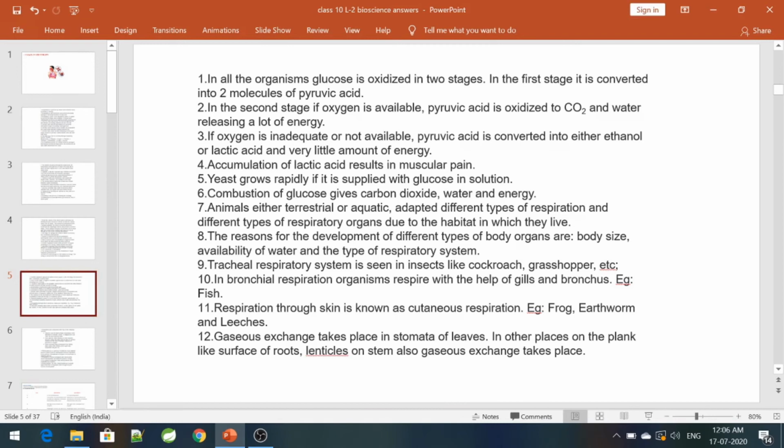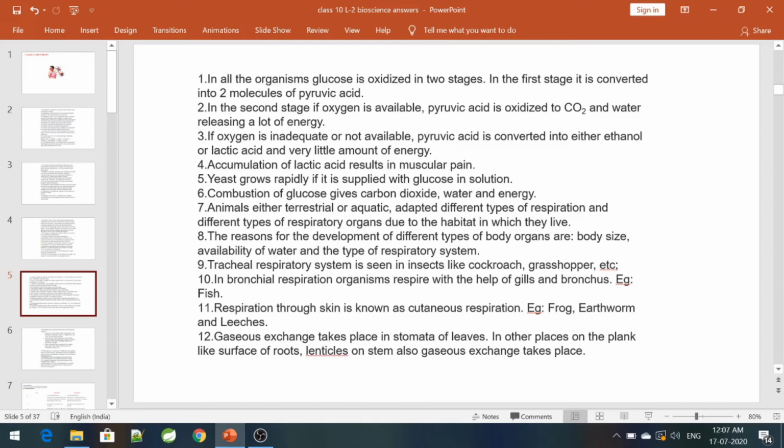In all organisms, glucose is oxidized in two stages. In the first stage, it is converted into two molecules of pyruvic acid. What happens in all organisms? Glucose is oxidized in how many stages? Two stages. In the first stage, it is converted into two molecules of pyruvic acid, and in the second stage, only if oxygen is available, pyruvic acid is oxidized to carbon dioxide and water, releasing a lot of energy.